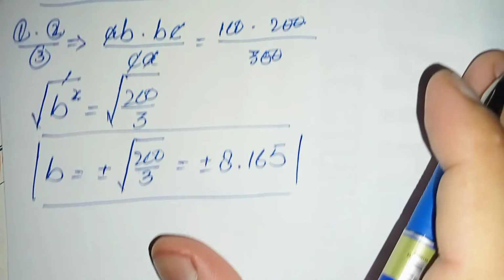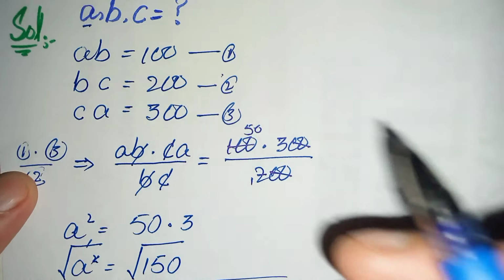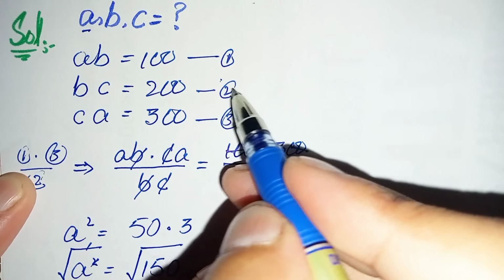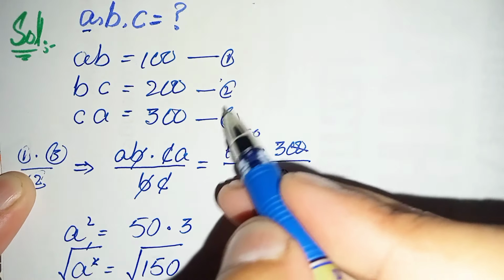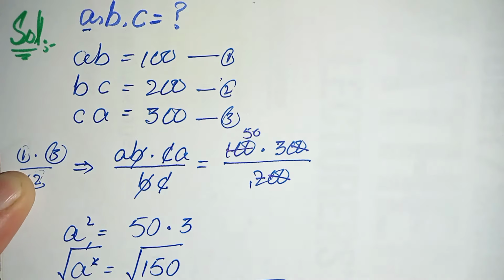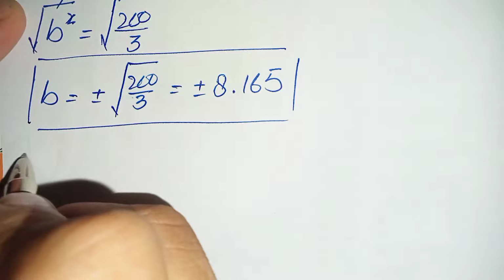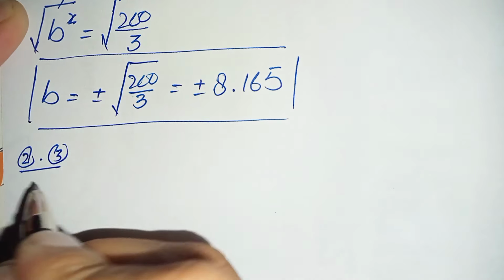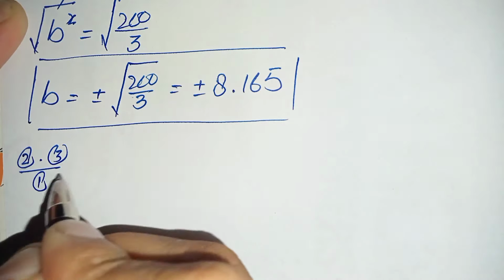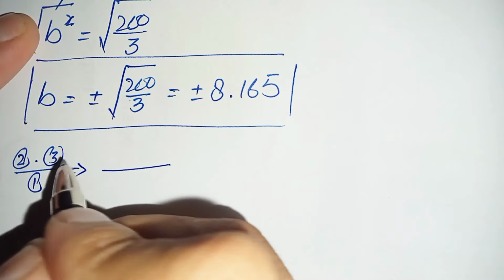Here we will try to find the value of c. Now to find the value of c, what will we do here? For the value of c, we will multiply equation number 2nd and equation number 3rd, and we will divide the product by equation number 1st. So we multiply the left hand side.